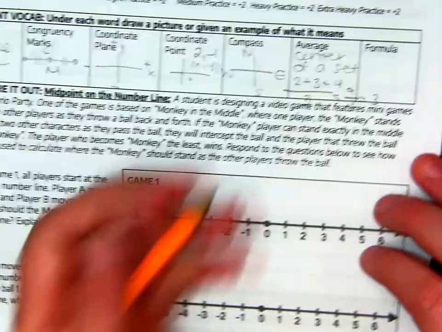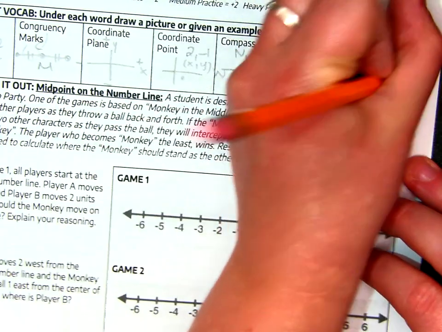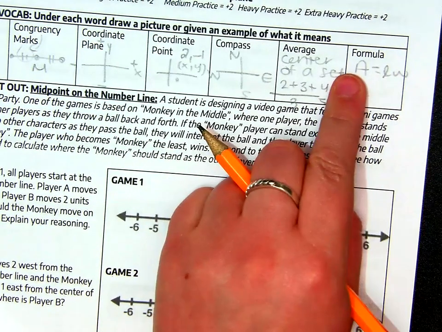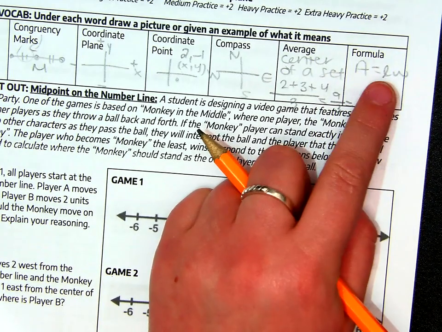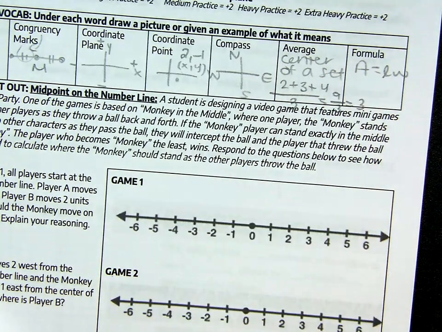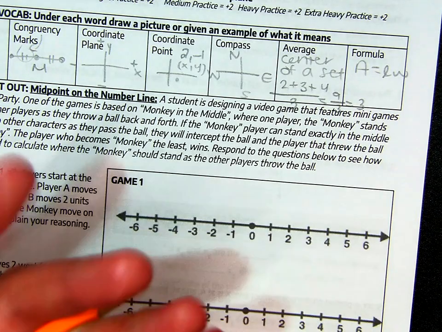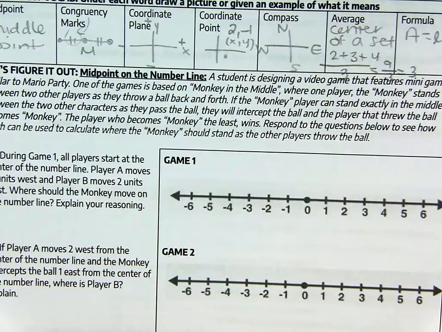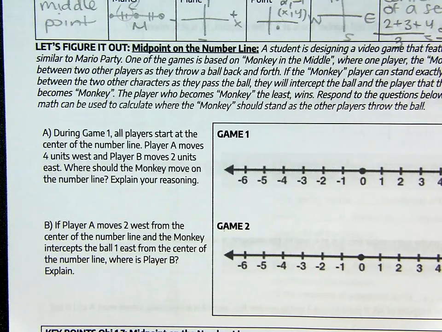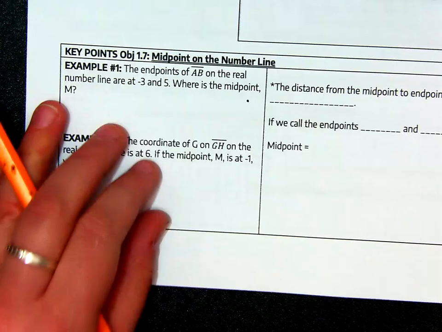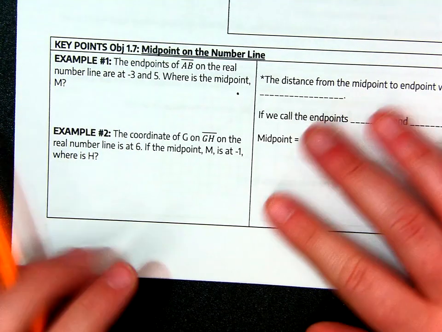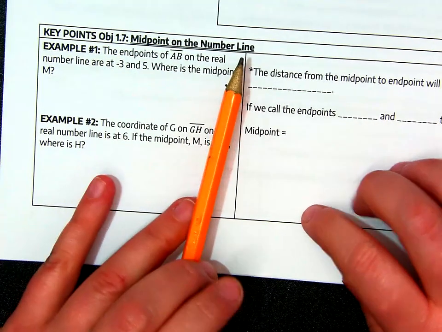Okay, the formula is like this. Area equals length times width. That is the formula for the area of a rectangle. So it's an expression that helps us calculate a desired result, okay? So in class, we started talking about kind of monkey in the middle and midpoint. We're going to jump straight to the key points box and talk about first midpoint on the number line.